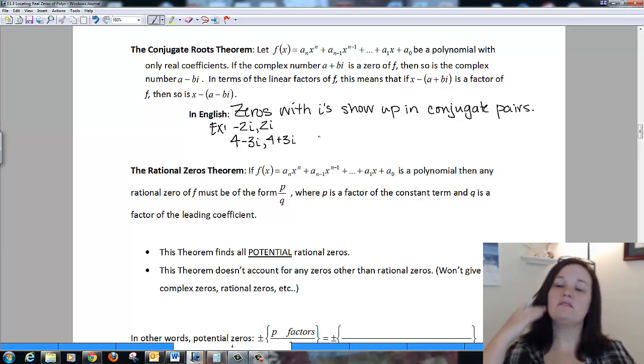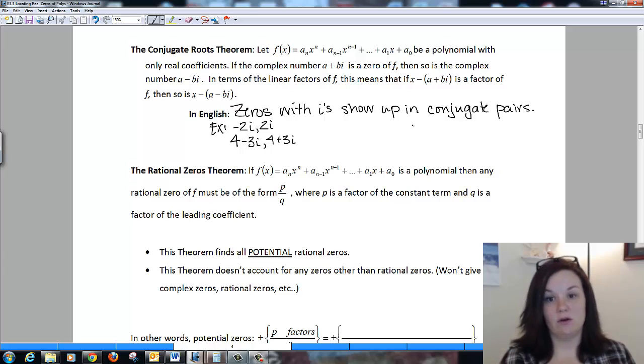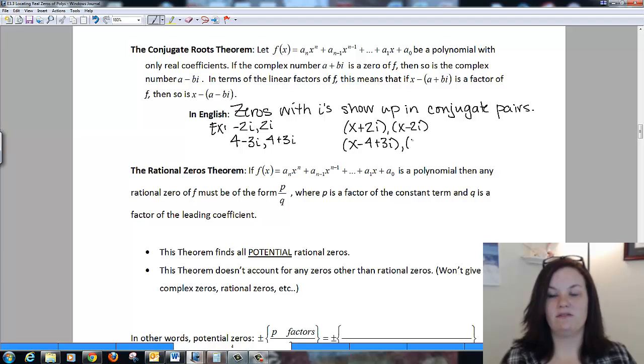If we figure out one of our zeros and it's complex, then we know its conjugate pair, meaning the exact same factor, but we change the i term, will also be a 0. And in terms of the factors, this would mean that if x plus 2i is a factor, then x minus 2i is a factor. And the same thing with the second one. If I have x minus 4 plus 3i as a factor, then x minus 4 minus 3i is a factor. So they show up in conjugate pairs.